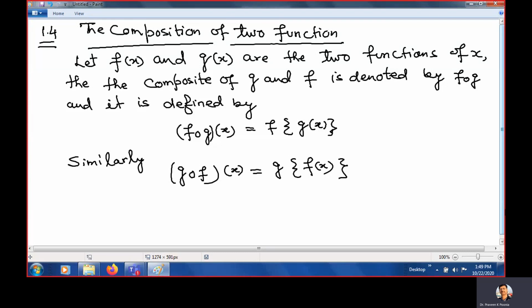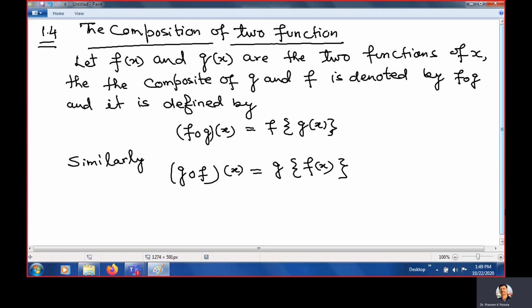Hello students, this is lecture number 4, week number 2, and in this lecture we will discuss topic 1.4, the composition of two functions.